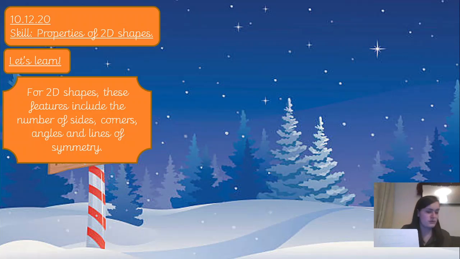So the angle is the bit that we measure that goes inside. This has got the angle that we call right angles, which I'm not sure if you would have learnt in year 1 already. But this is the section inside the corner. So corners and angles are really interrelated. So if you've got corners, you're going to have angles. And lines of symmetry we're not going to look at in much detail today. We're going to move on to that tomorrow.